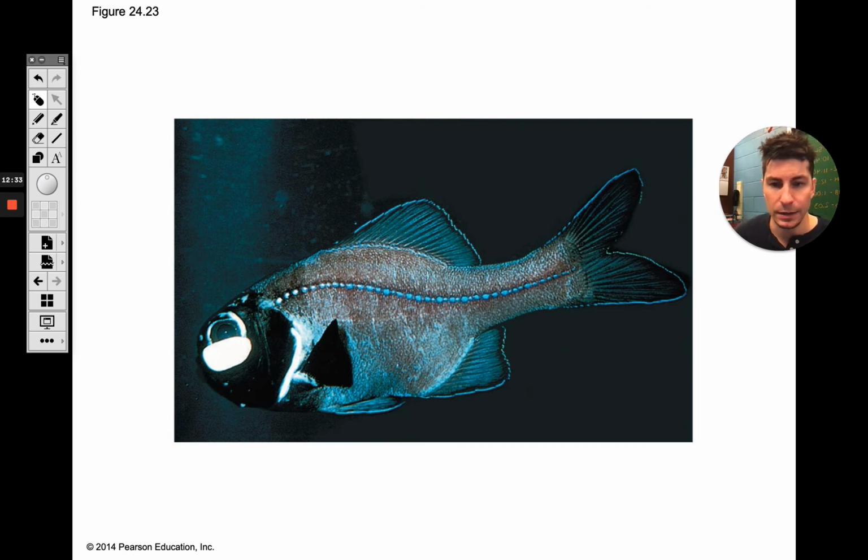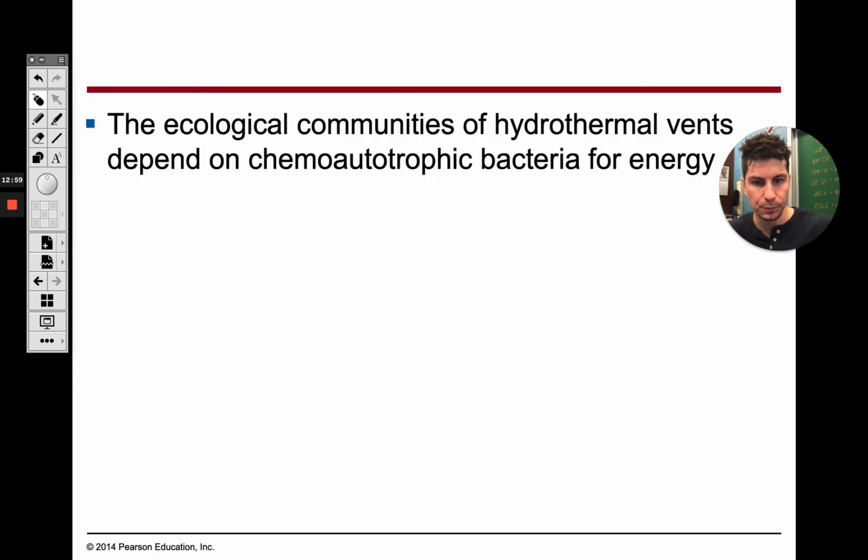This one here, we have this fish, and if you look near its eyes, it has a bioluminescent bacteria there. What's going on is the fish can actually see better way, way, way down in the depths of the ocean. In turn, the bacteria gets a nice place to live. Okay, this is mutualism. So both are benefiting, no one is getting harmed.